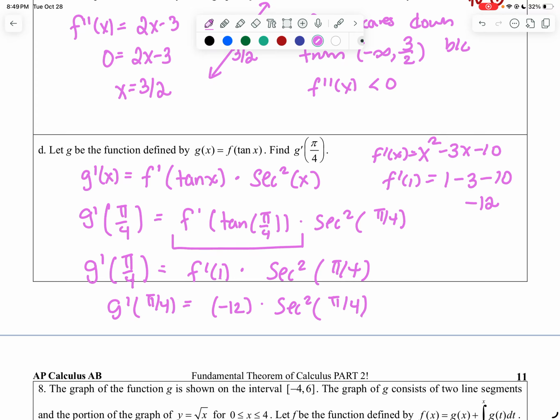Now, if you do not trust your ability to subtract 1 minus 3 minus 10, then you could write it as (1 minus 3 minus 10) times secant squared of pi over 4. You'll also notice that I have 1 minus 3 minus 10 in parentheses, because if you don't, then this is saying 1 minus 3, then minusing 10 times secant squared of pi over 4. And we don't want that, because this would not give you full credit. But using parentheses will.